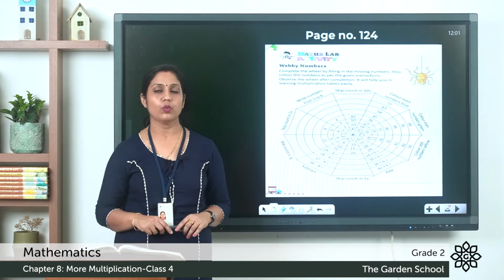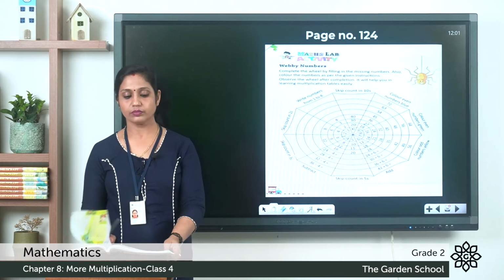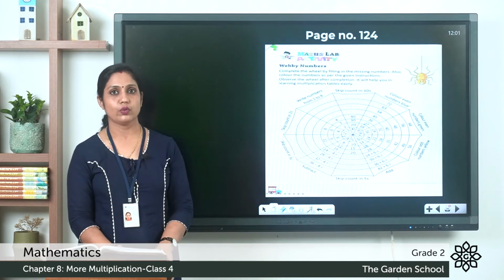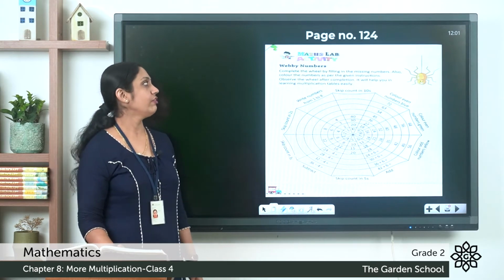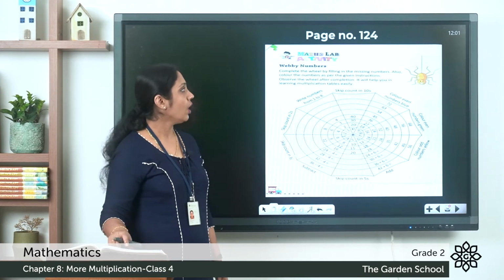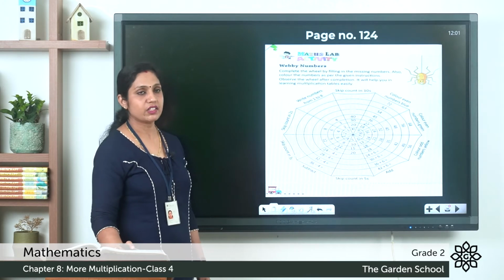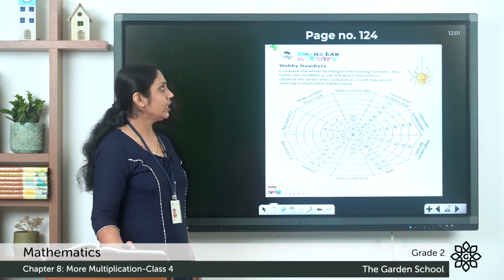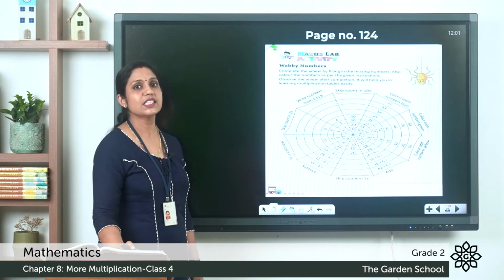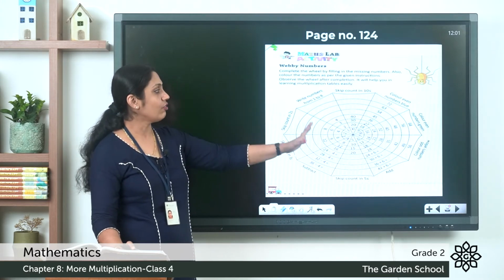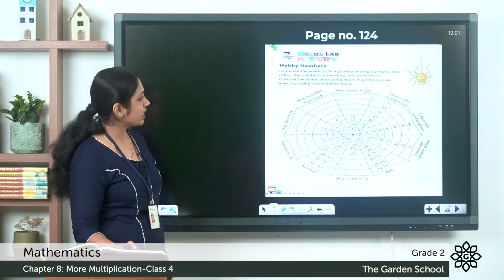Next, page number 124, we have a Math Lab activity. So let's read the question there. Webby numbers. Complete the wheel by filling in the missing numbers. Also, color the numbers as per the given instructions. Observe the wheel after completion. It will help you in learning multiplication tables easily. So you can see a web has been given here. Instructions are also given. So now let's check what we have to do.